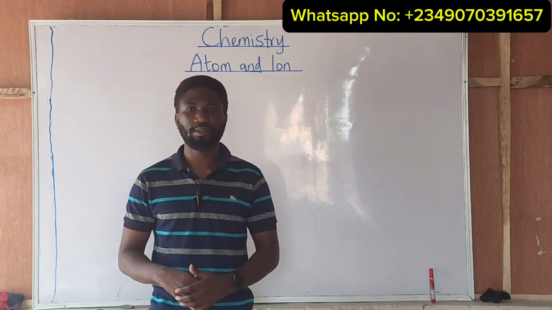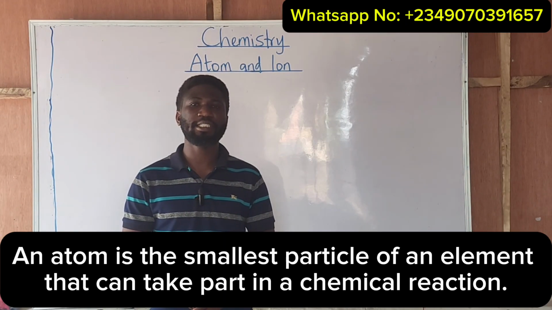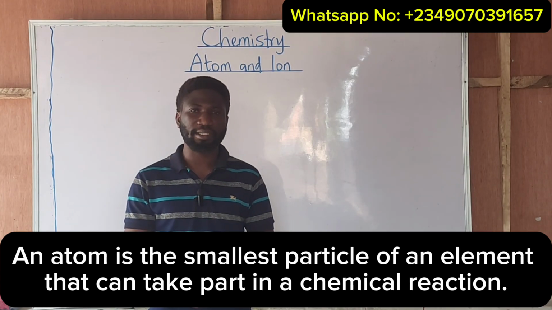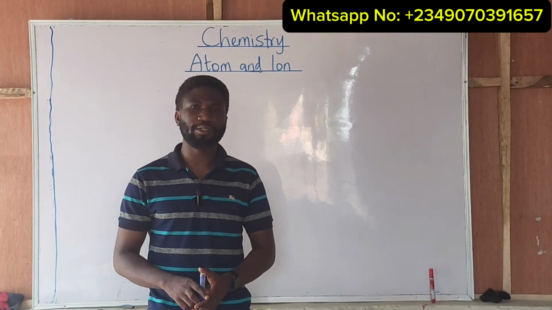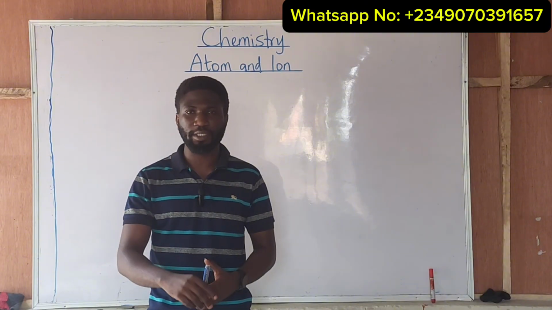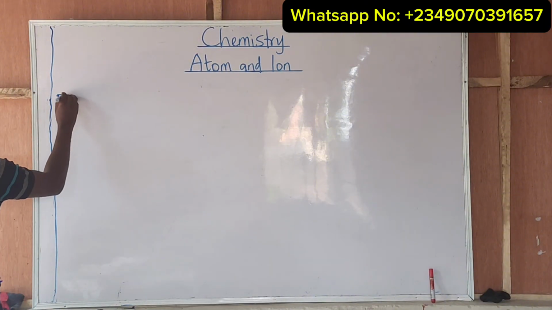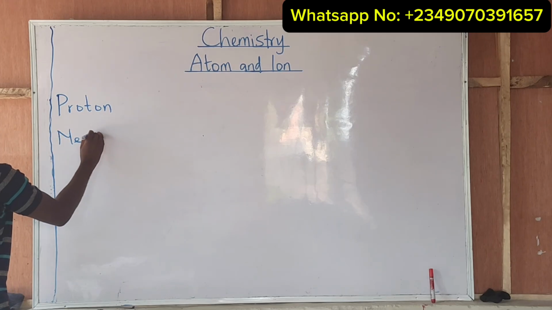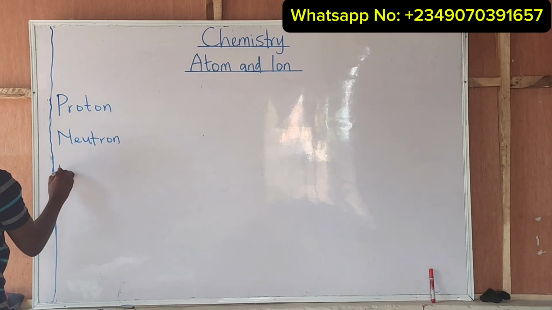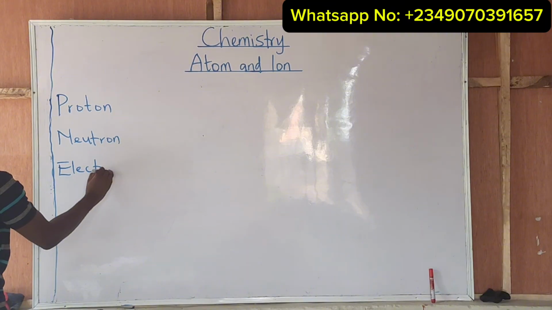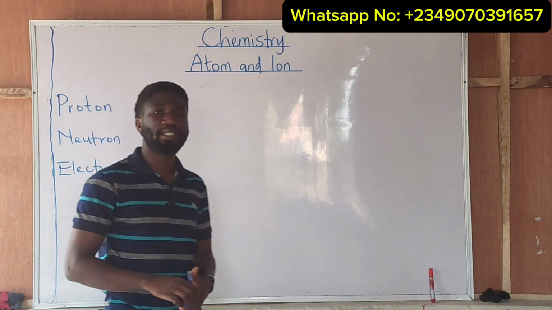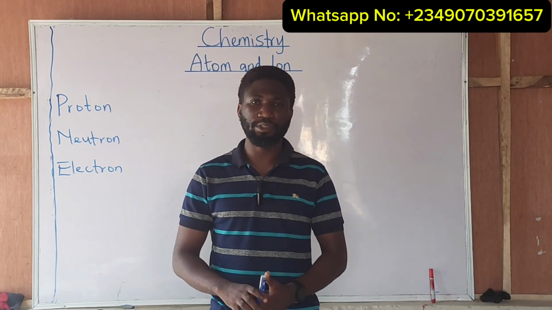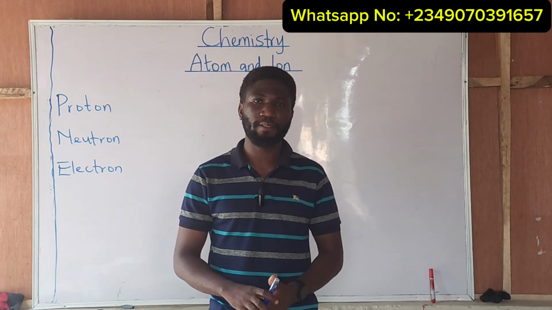By definition, an atom is said to be the smallest particle of an element that can take part in a chemical reaction. An atom has three fundamental particles. We have the proton, the neutron, as well as the electron. So these are the three fundamental particles of an atom: proton, neutron, and electron.